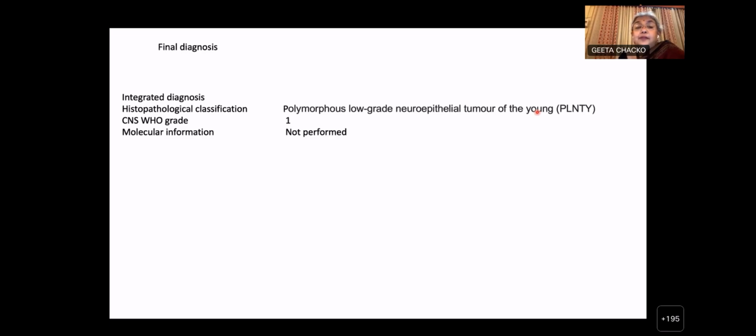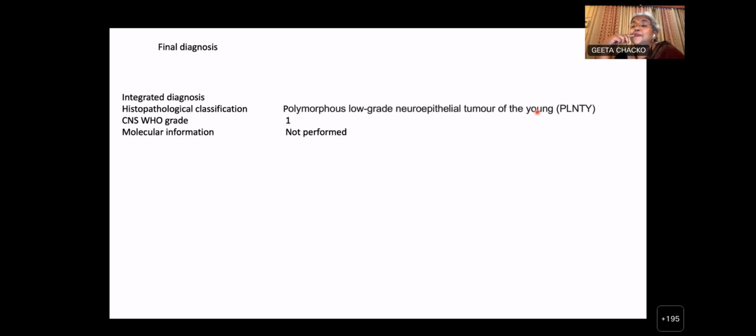Okay, but here the molecular information we did not do in this. Someone else wants to volunteer? Polymorphous low-grade neuroepithelial tumor of the young, grade 1. And yes, and then what will be your grading? Grade 1. Okay, would you say NOS or not?